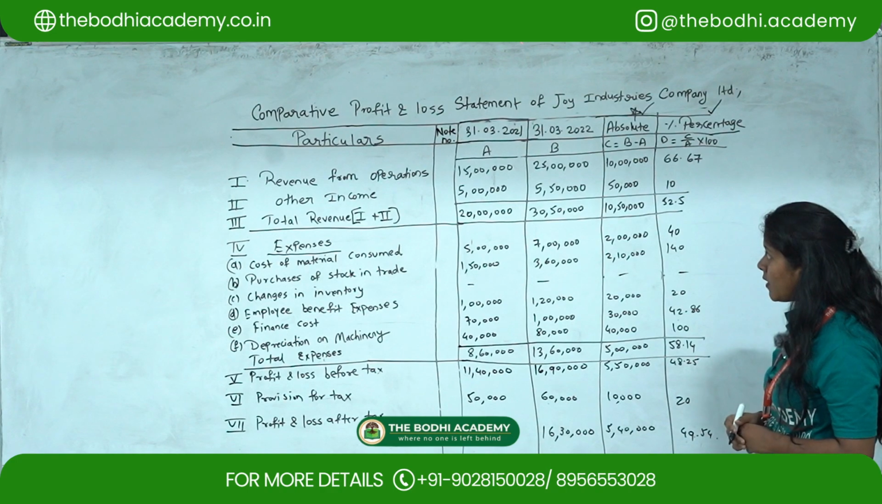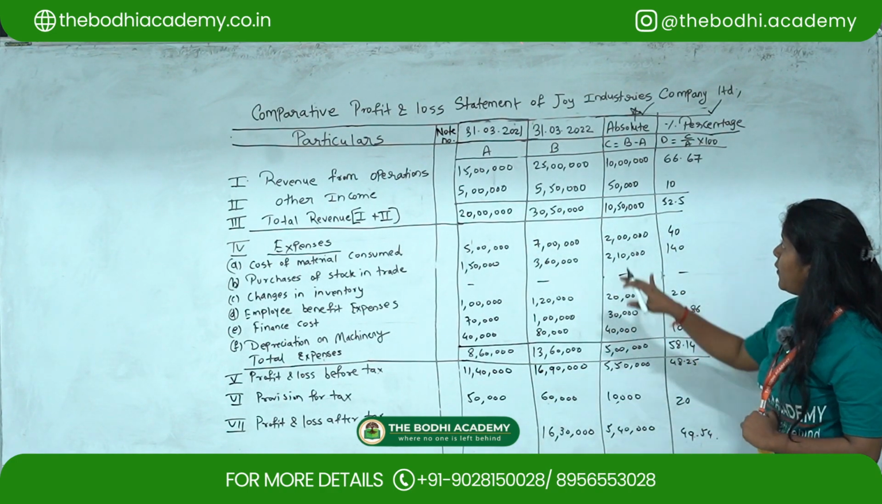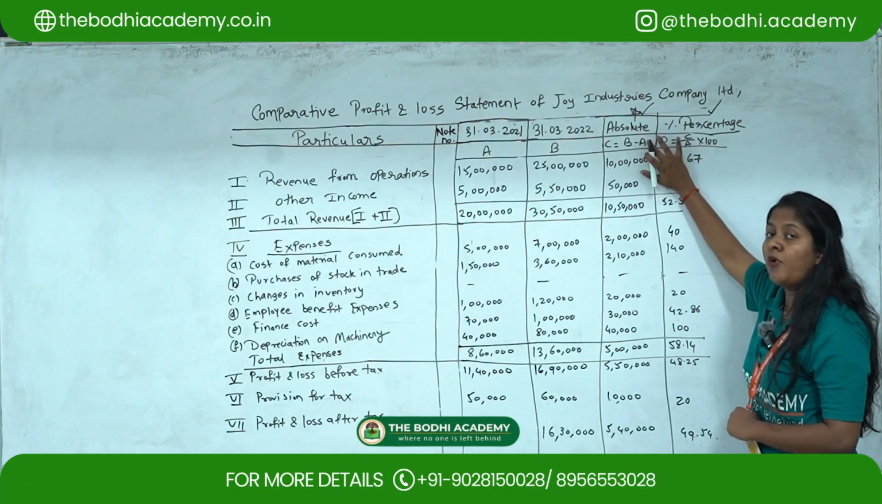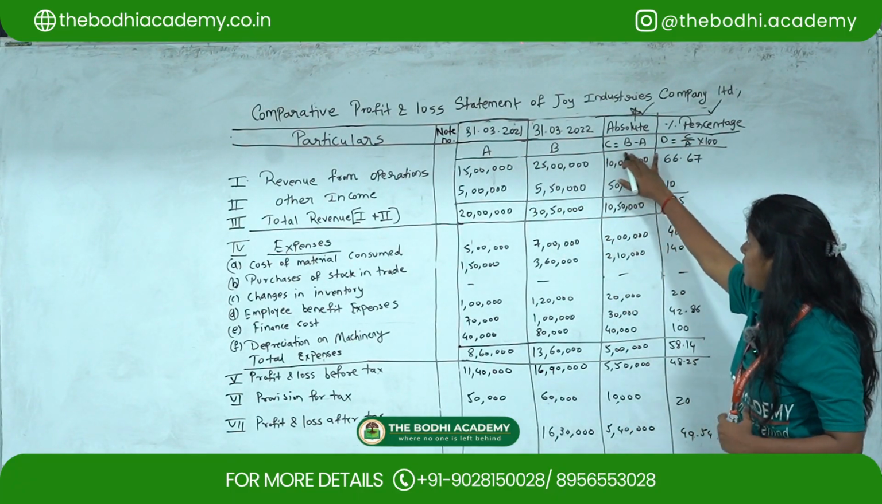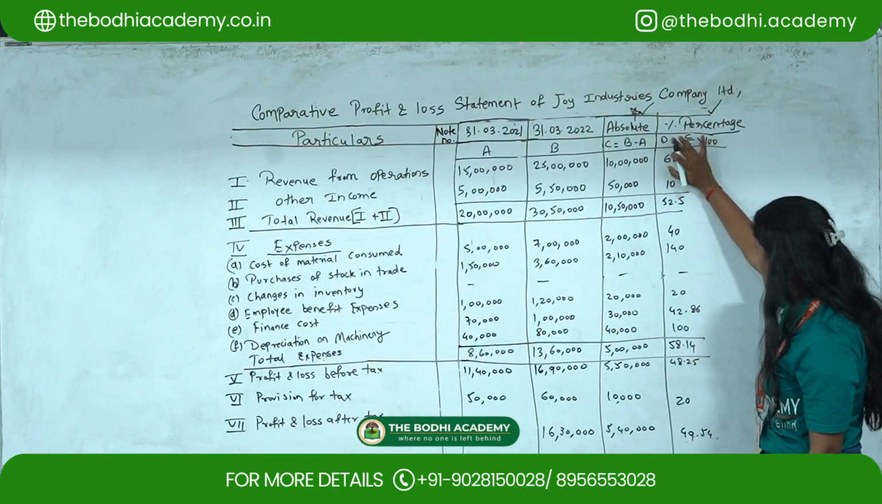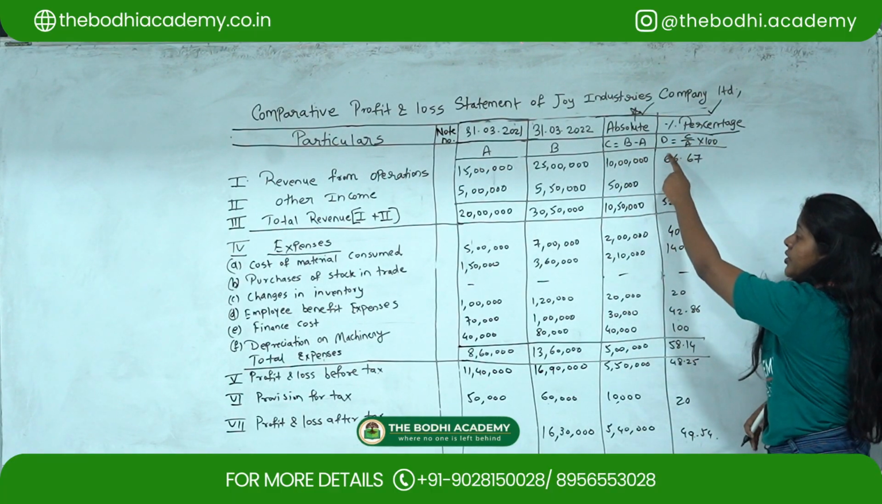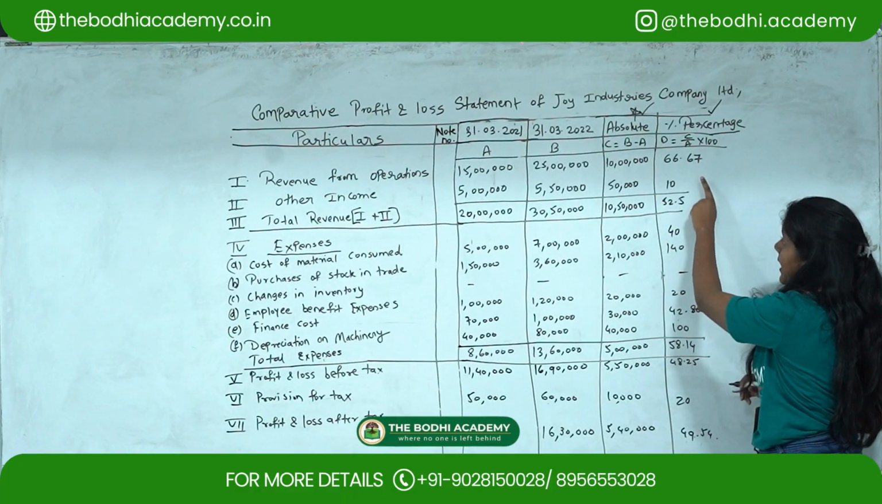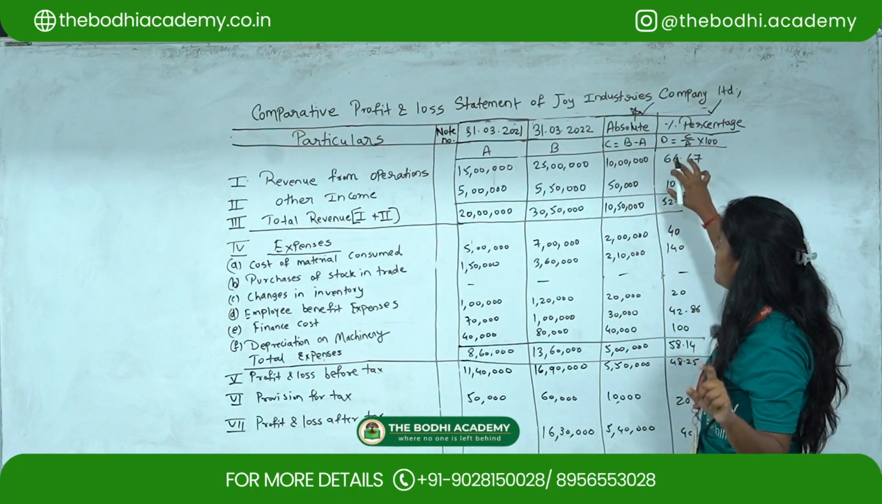Now, after writing the amounts as they are, you have to find the absolute change. The formula to calculate this: A, B, C. For absolute change, C is equal to B minus A, then percentage change D is equal to C divided by A multiplied by 100.